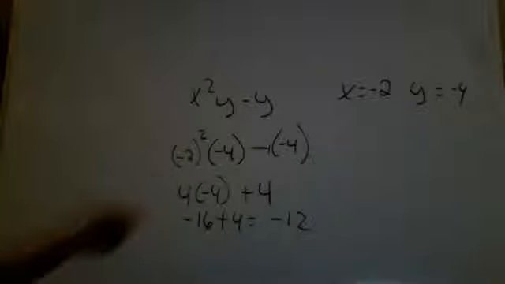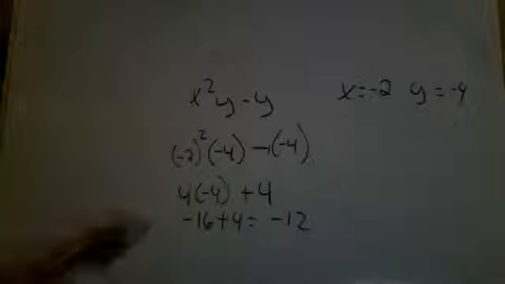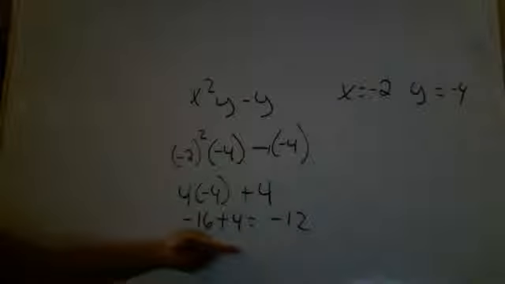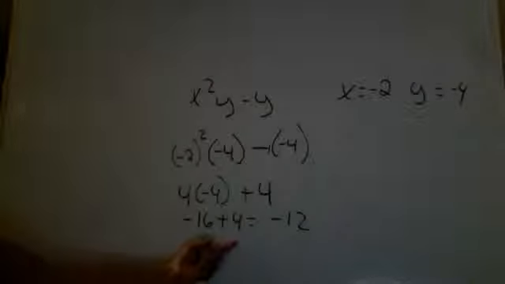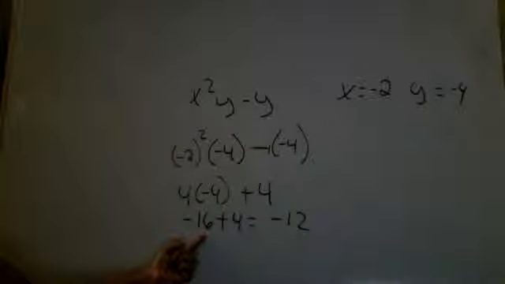You go back to using your Please Excuse My Dear Aunt Sally, which is your order of operations, then you use your integer rules here when you're doing a negative plus a positive. They're different signs. You find the difference between these two numbers. You look to see which is the bigger absolute value, which is 16, and you keep that sign.